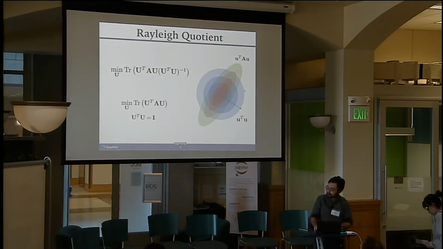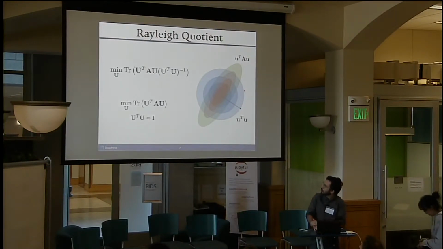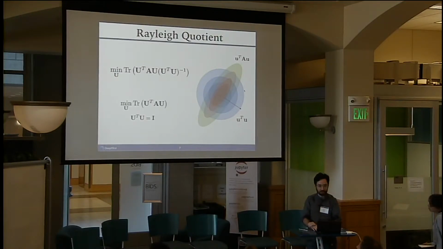You can generalize this to multiple eigenvectors in this form. Basically, each column of U now is one eigenvector. And so you can either do it in this unconstrained form, where you're now taking a product of a matrix and a matrix inverse, or again in this constrained form, where now these vectors all have to be orthonormal.